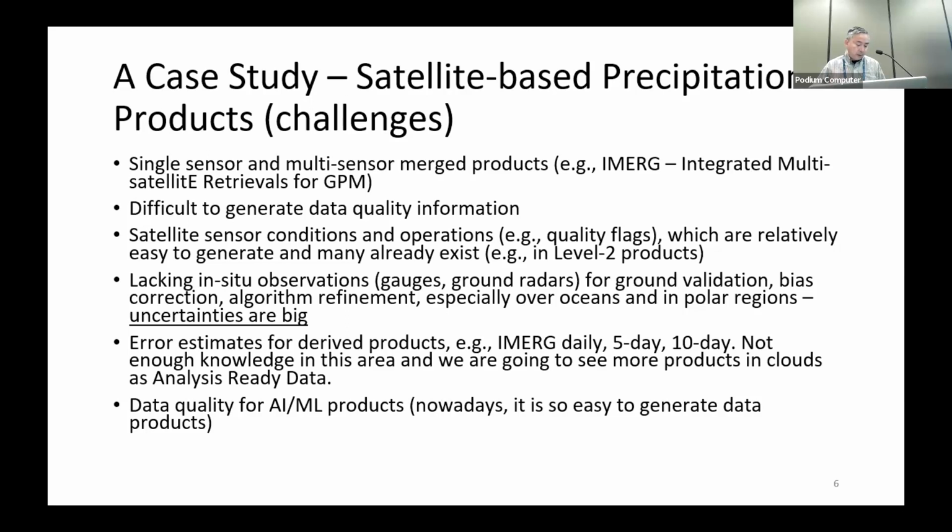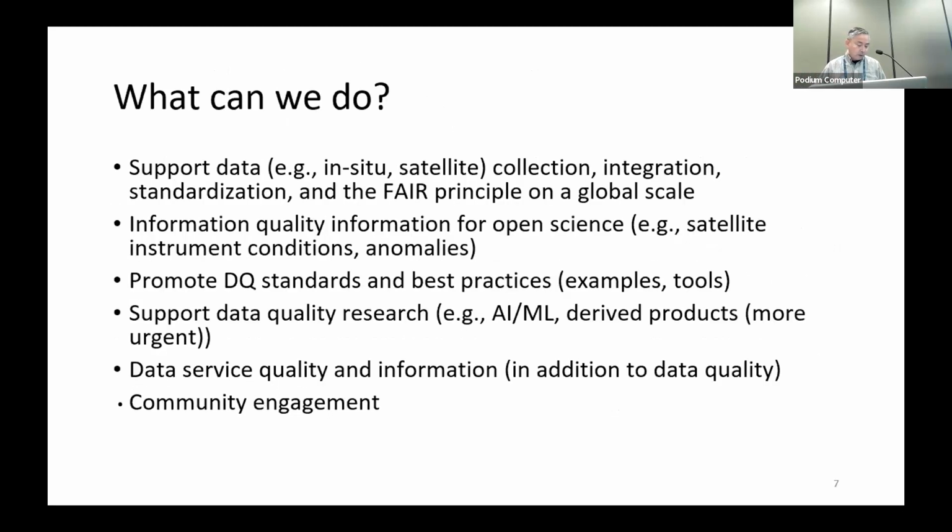Error estimates for products like IMERG daily and 5-day or 10-day precipitation are another issue. We still don't have enough knowledge in this area. That's a huge challenge for on-the-fly data services. Data quality for AI/ML is another challenge too. Nowadays it's easy to generate AI/ML products. So what can we do from here? We need to support data collection, in situ and satellite, data integration, standardization, and FAIR.